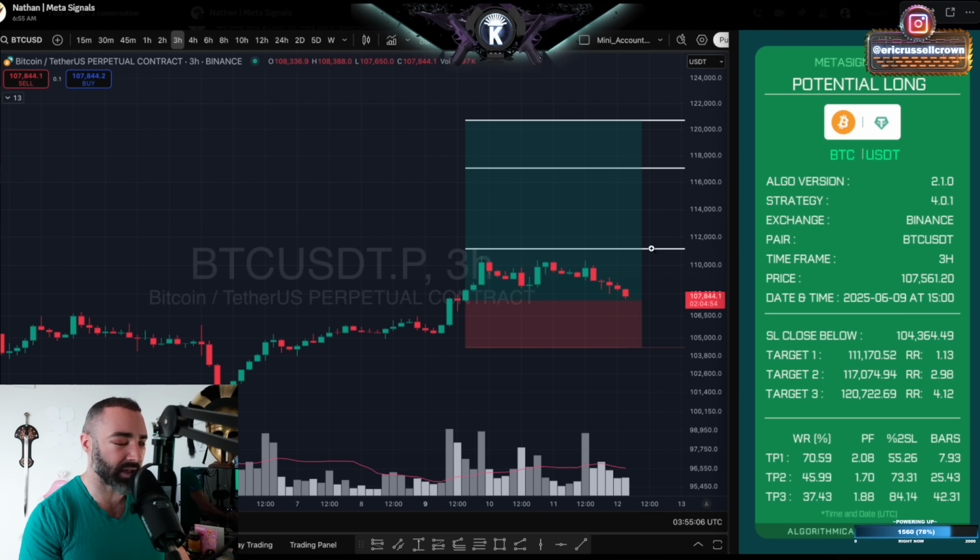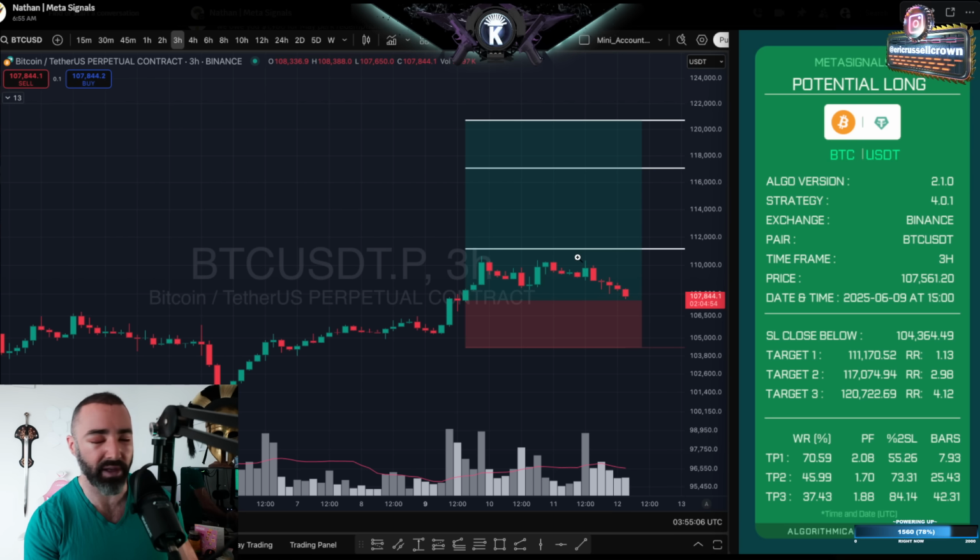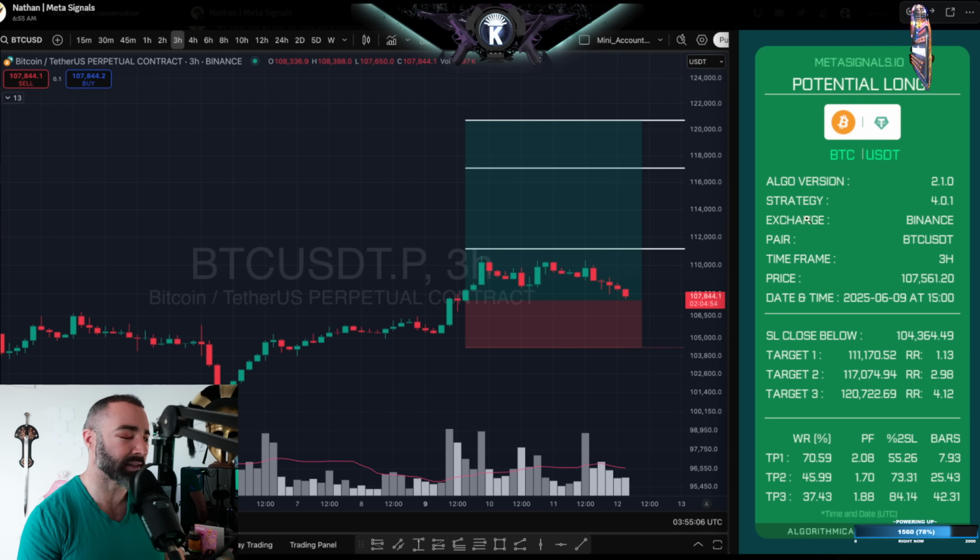Again, you can trade these as you desire. You don't need to close or open, for that matter, exactly where the card is suggesting.